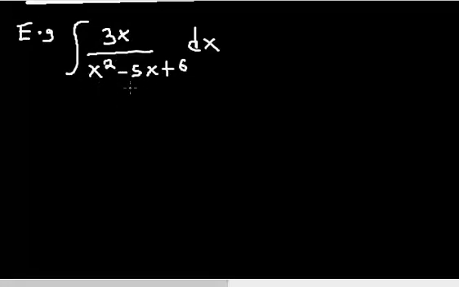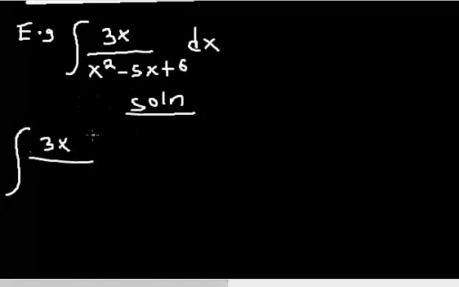The only way that I would definitely apply, the only process that will help me get the value of this integration, is to split this function into two partial fractions. Then I integrate the two partial fractions individually. But first, of course, you know how we work on partial fractions. I have to factorize the denominator.